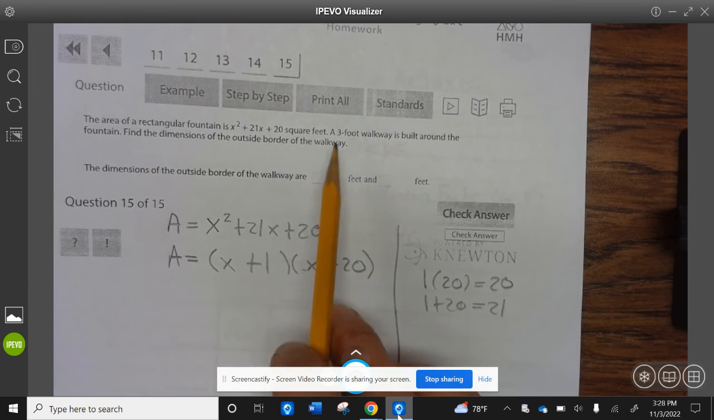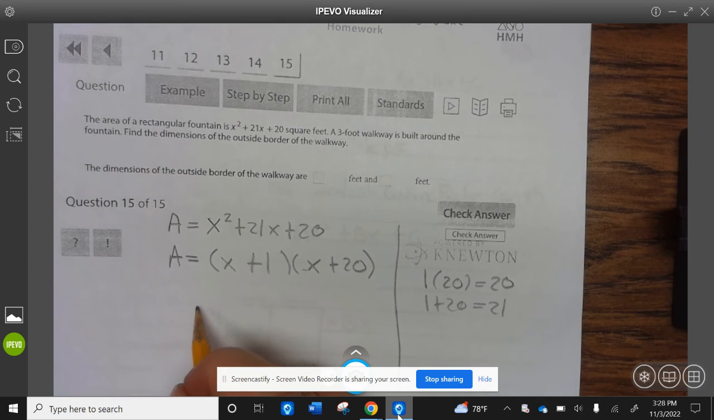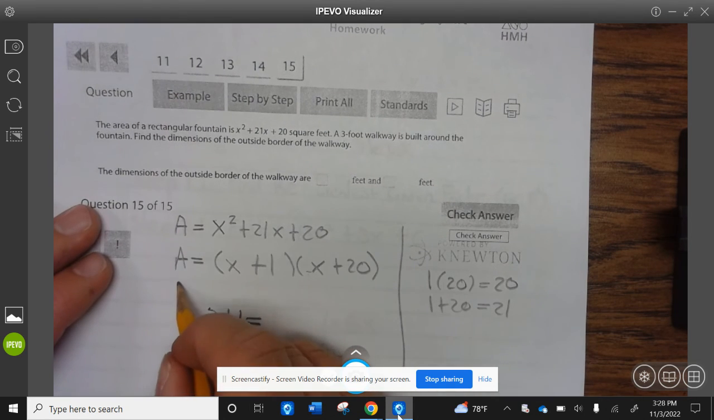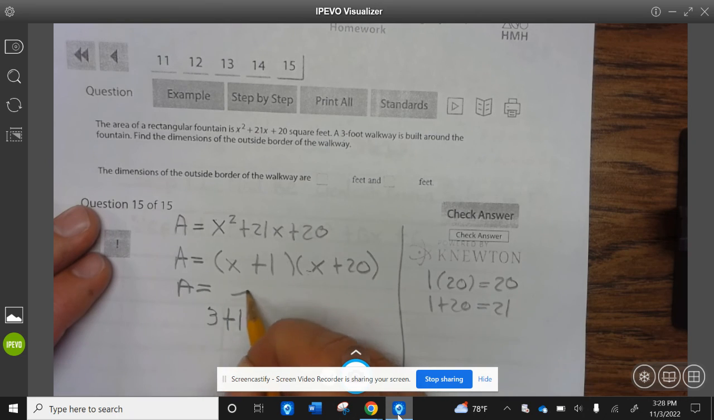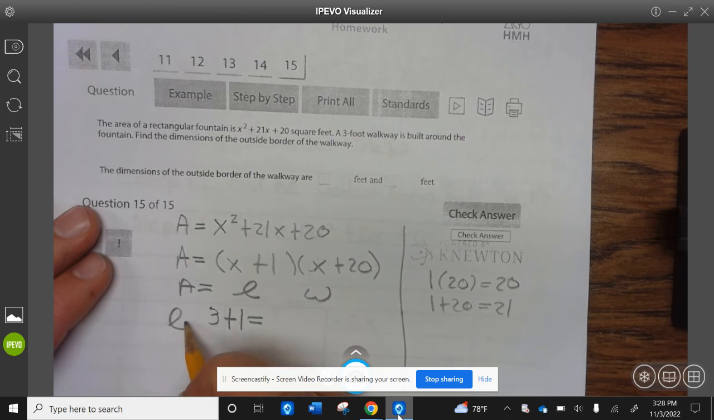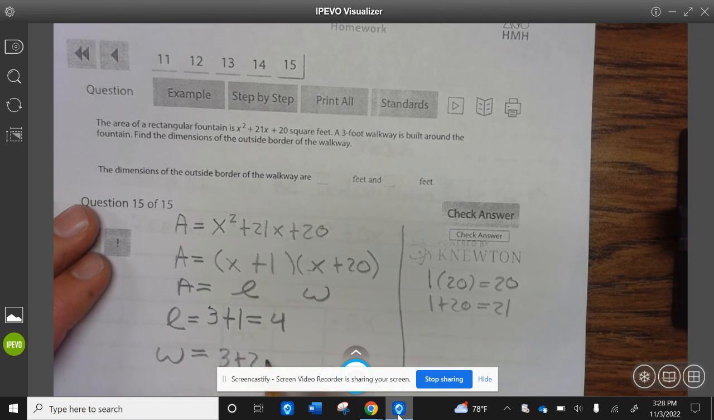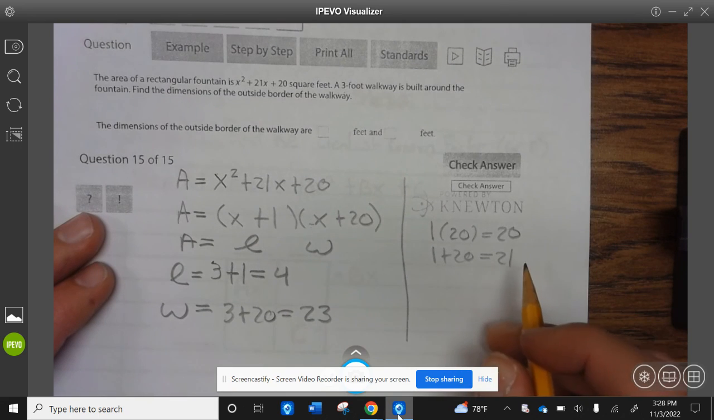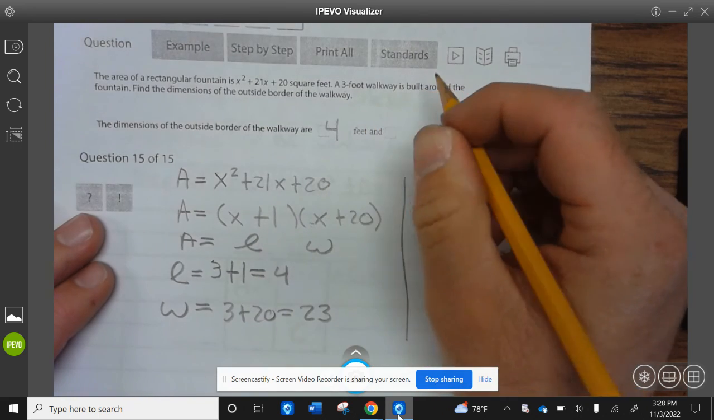So we're going to plug in 3. So that's 3 plus 1. Now, remember, area of a rectangle is length times width. So this is the length equals 3 plus 1 is 4. And then the width equals 3 plus 20 equals 23. So the dimensions are 4 and 23.